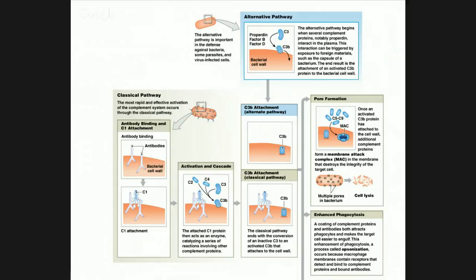And C5 through 9 form the membrane. So don't worry about the numbers being a little out of order here. That's just the historical order that they were discovered in. And also it's called the classical pathway because it was the first way that complement was described, and that's why it starts with C1.